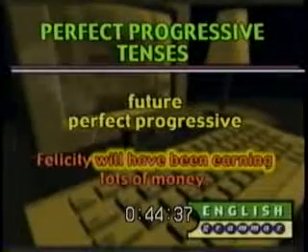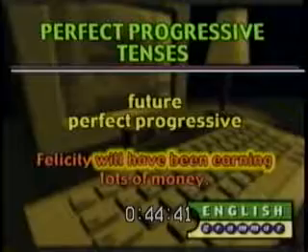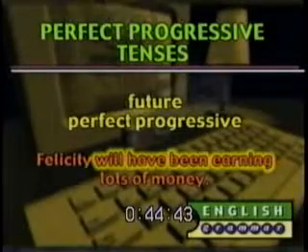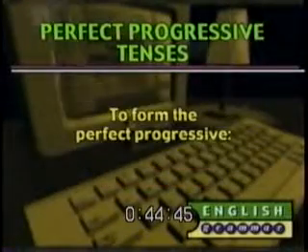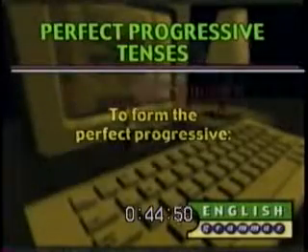Felicity will have been earning lots of money. Notice the last one has a four-part verb. Will have been earning. That's a new record. Somebody call Guinness. As we see from the sentences, we form a perfect progressive by taking 3 steps.